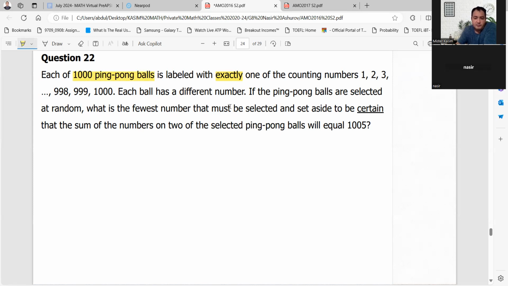Each ball has a different number, and the ping pong balls are selected at random. What is the fewest number that must be selected and set aside to be certain? That's a key word, to be certain, that the sum of the numbers on two of the selected ping pong balls will equal 1005.